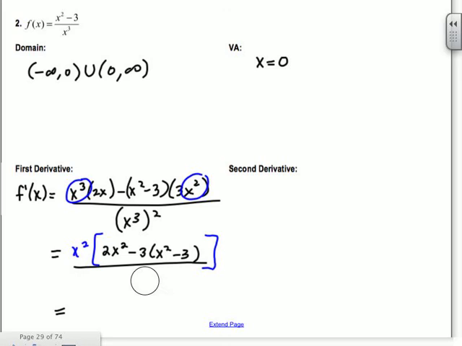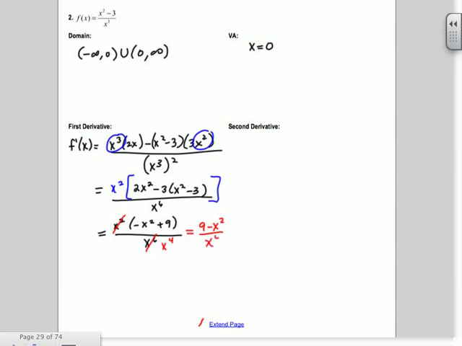Okay, so I get x squared times 2x minus 3x, so negative x squared. And then negative 3 times negative 3, so plus 9, all over x to the 6th. So x squared and x to the 6th reduced to x to the 4th. So you get 9 minus x squared all over x to the 4th. Oops, because I hit extend page.